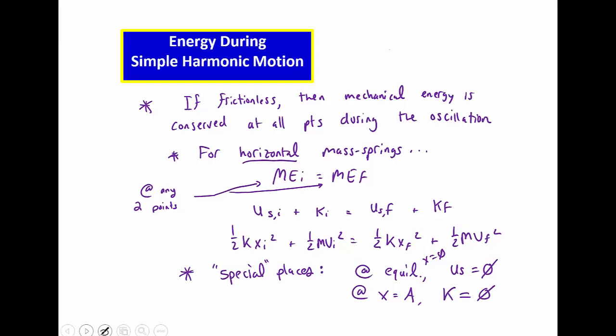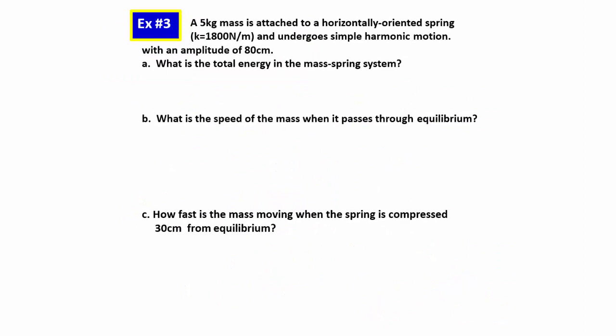Okay, so let's do some problems. We're going to do some example problems from our handout. The first example is number 3. It says we have a 5 kilogram mass attached to a horizontally oriented spring, and it gives us the spring constant there, 1800 newtons per meter, and it says that it undergoes simple harmonic motion with an amplitude of 80 centimeters. Part A says, what is the total energy in the mass-spring system?